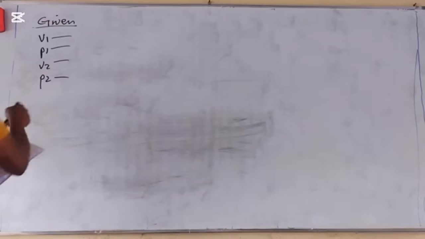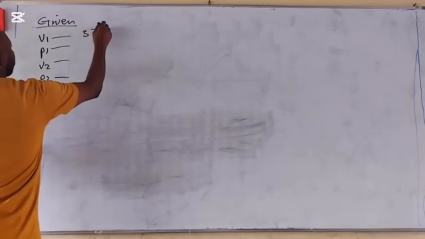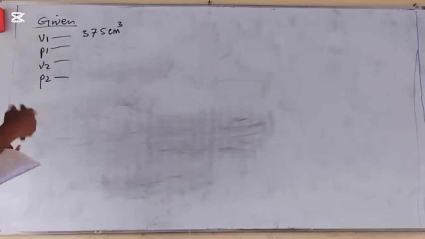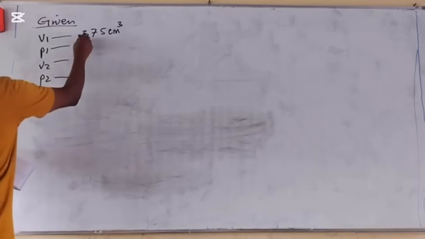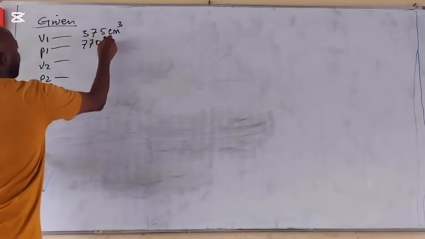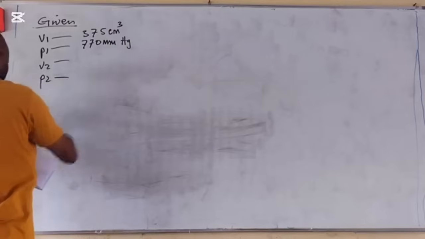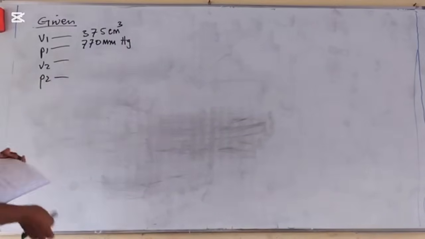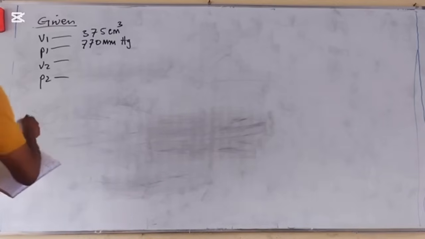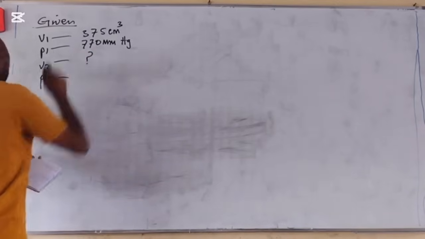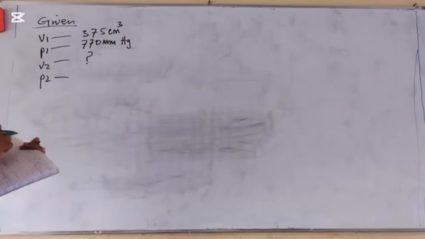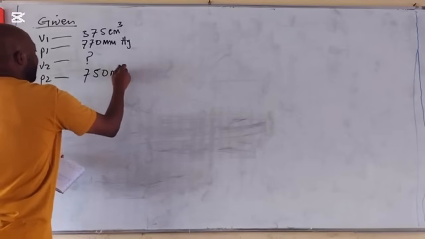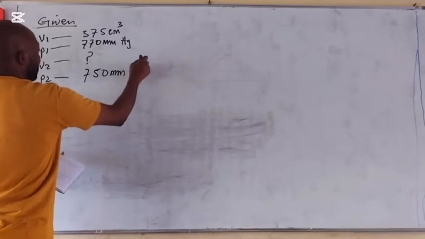V1 says 375 cm cube of the gas has a pressure of 770 millimeter of mercury, which is another value or unit for pressure. Find its volume, V2. We should look for that. If the pressure is reduced to 750 millimeter of mercury.